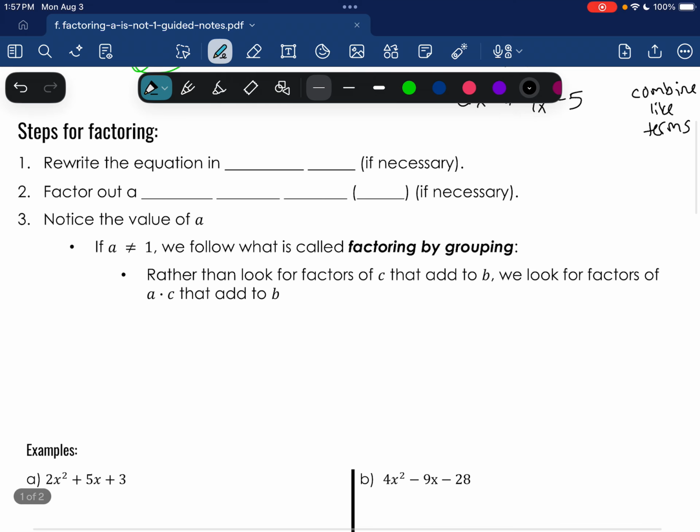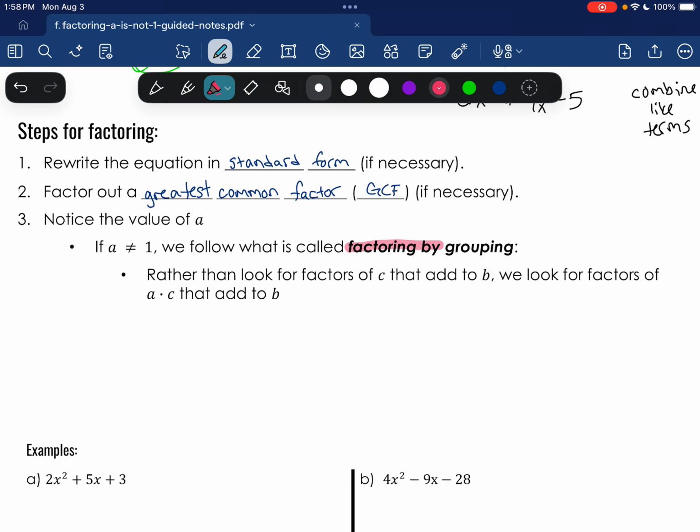So remember these steps for factoring here. I've kept the same for all types of factoring, right? To begin, we are going to rewrite our equation if necessary in standard form. We always want to make sure that we are starting in standard form, and if possible, we're going to factor out a greatest common factor, or GCF. Then we're going to notice the value of a. So when a is not 1, also not 0 because then it wouldn't be a quadratic trinomial, but when a is not 1, we're going to use this method known as factoring by grouping.